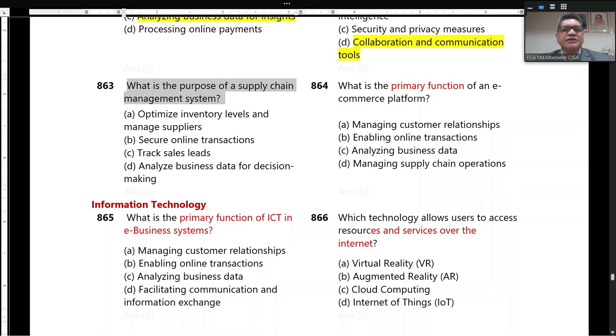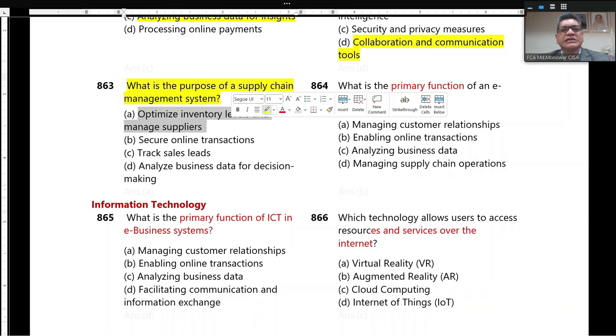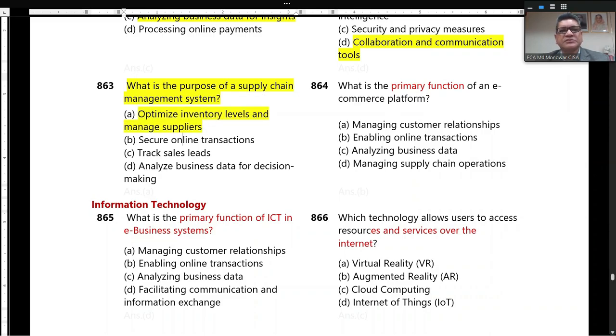What is the purpose of supply chain management system that you study in your chapter 5, supply chain management? Supply chain management is the purpose what optimize inventory level and manage supplier. Supply chain management system. So answer A.